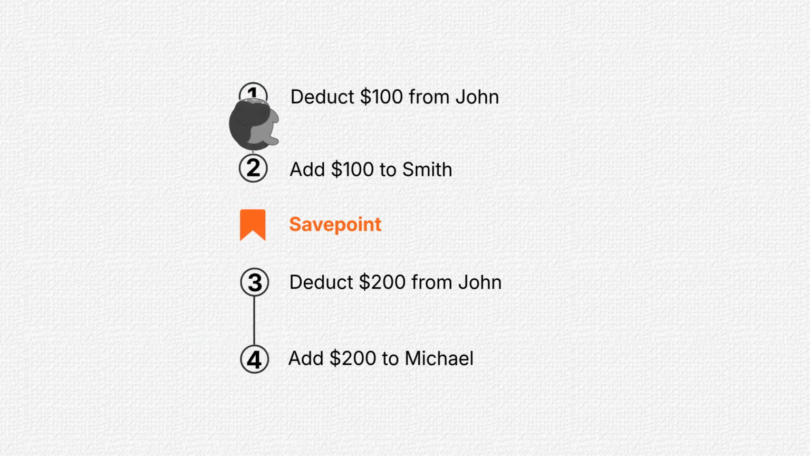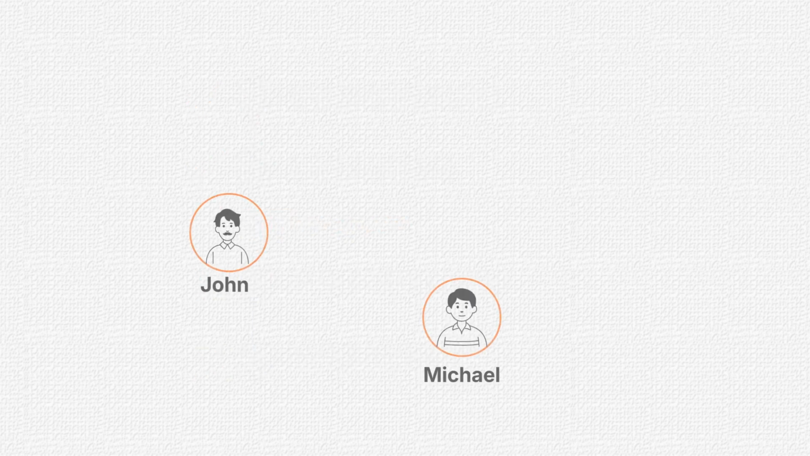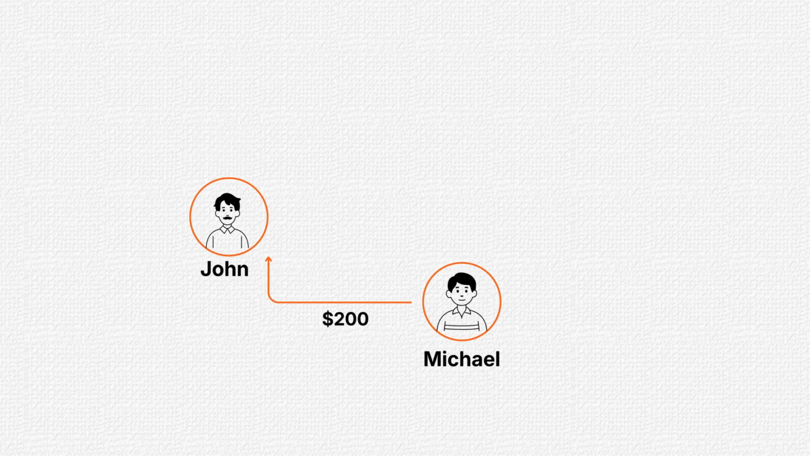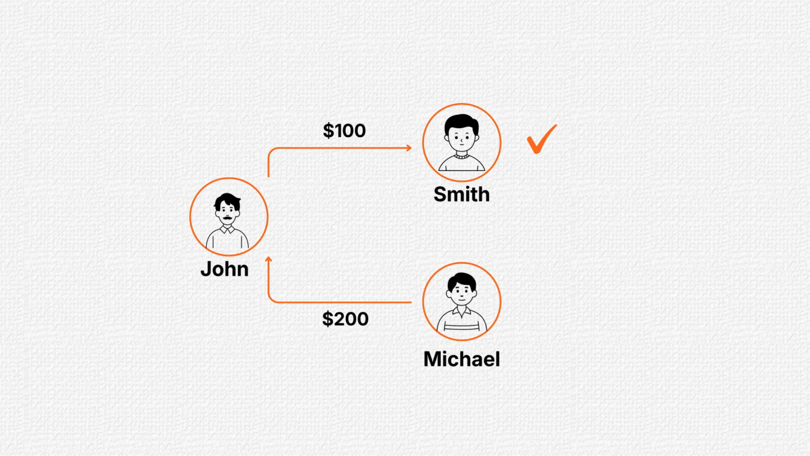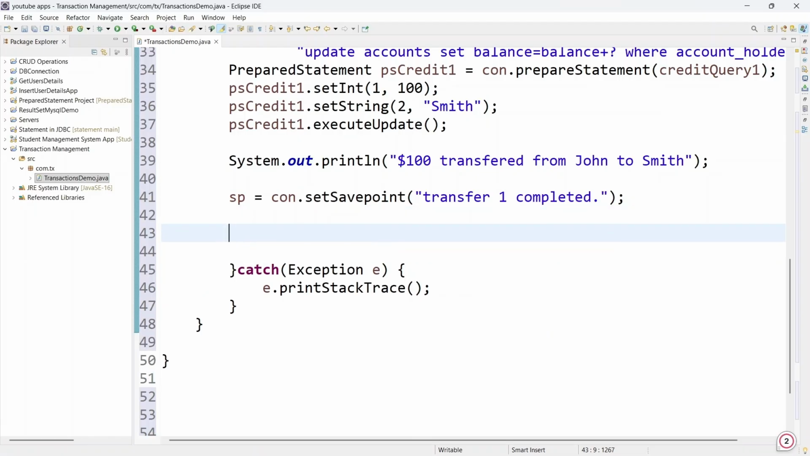Instead of rolling back the entire transaction, we will roll back to the savepoint. This cancels only the failed transfer to Michael. The successful transfer to Smith remains unchanged. John gets his $200 back, Smith keeps his $100, and the database stays consistent. Now our second transaction is to send money from John's account to Michael's account.